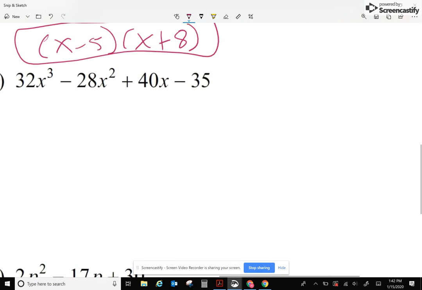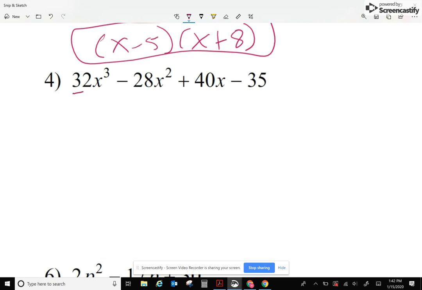All right, let's take a look at number 4. Numbers-wise, 32 and 28, I can divide each by 4. Letter-wise, x squared. I go by the smallest exponent. So let me divide each by 4 and subtract the exponents on the x. So that gives me 8x minus 7.